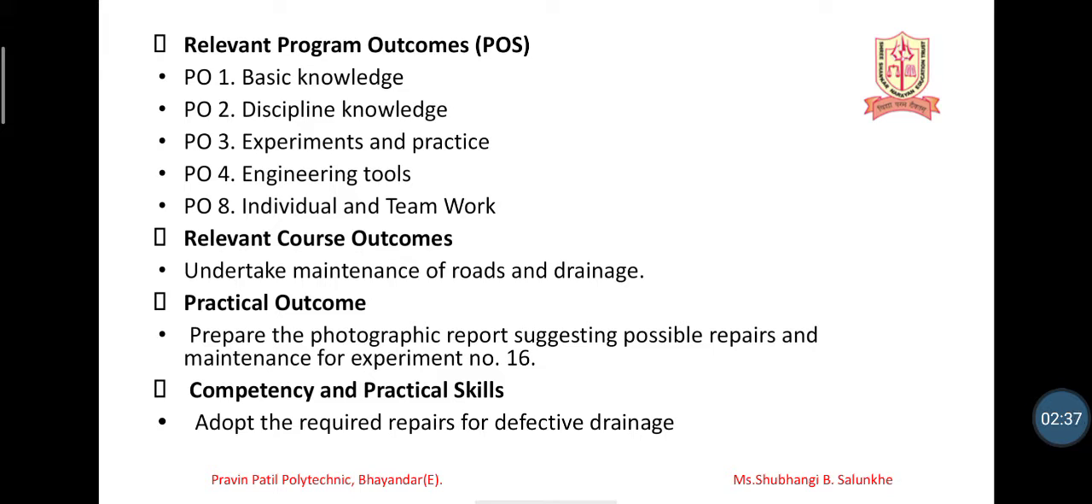The relevant course outcome is undertaking the maintenance of the road and drainage. The particular outcomes are to prepare the photographic report suggesting the possible repair and maintenance, as in experiment number 16. Then the competitive and practical skills are to adopt the required repair for the defective drainage. If there is a defect in the drainage, we can repair it.